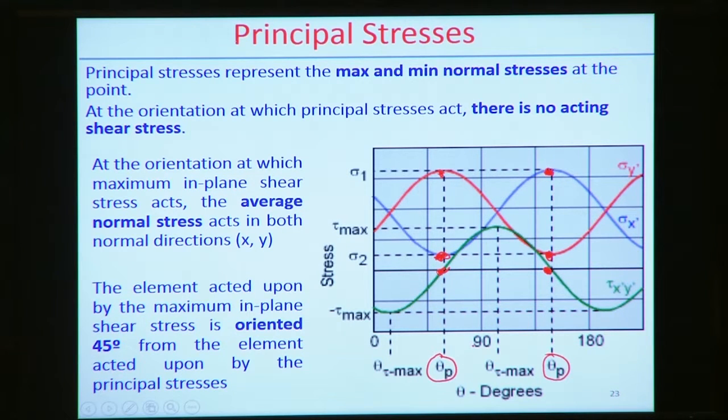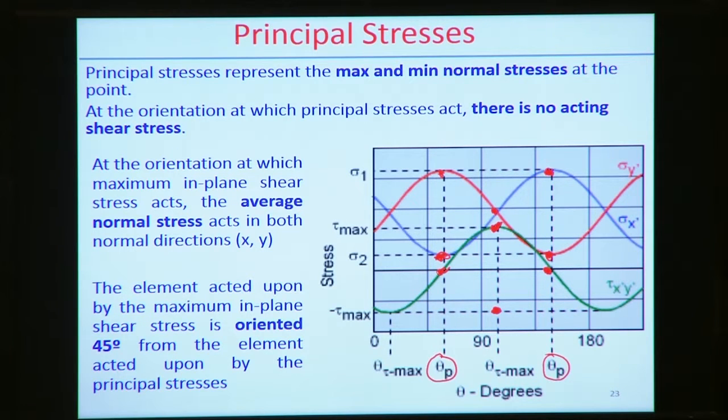But what is the amount of the shear stress value? If you look graphically, the shear stress reaches its maximum at this point, but the amount is positive at one and negative at the other, the magnitude is the same but it is the maximum value. At the orientation at which the maximum in-plane shear stress acts, the average normal stress acts in both normal directions. So corresponding to the maximum shear stress value, the average normal stress value actually acts at this point.